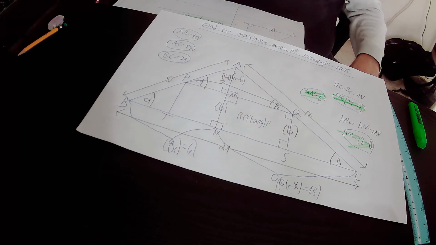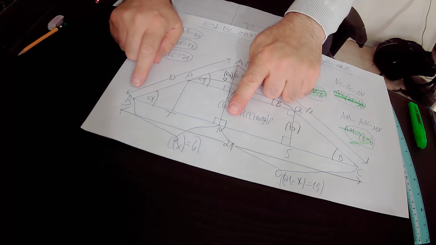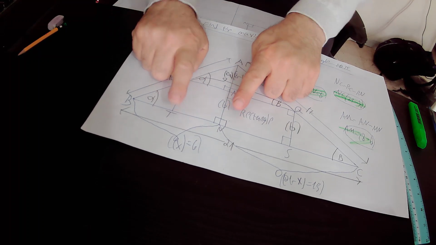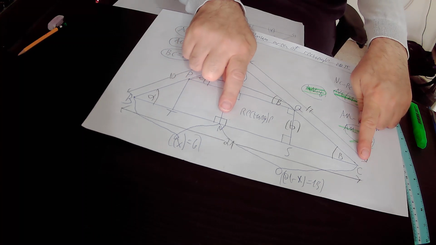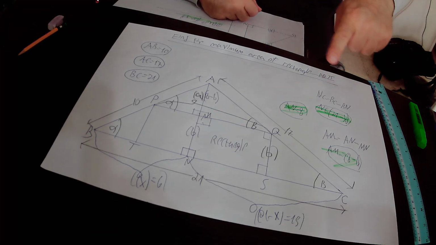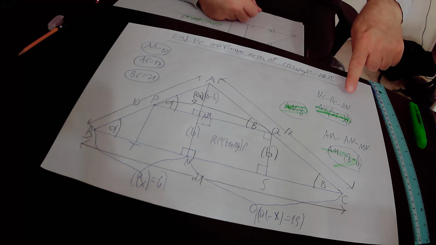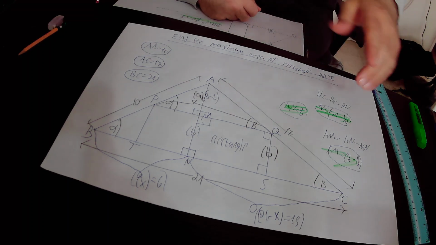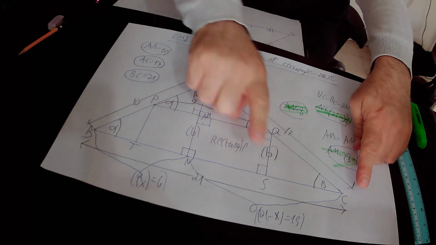Okay, in the next step, we defined the length of BN as X. So what is the length of NC? NC equals BC minus BN. BC is 21 according to what is given in the question, and BN is X according to our definition. So in total, NC equals 21 minus X.